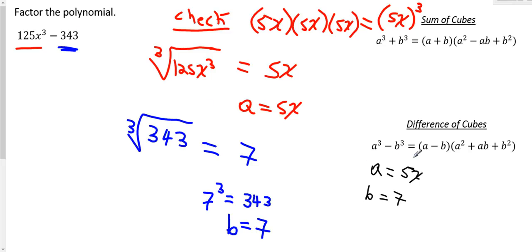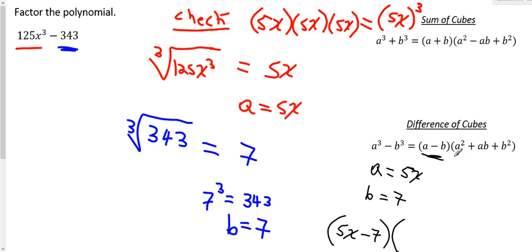So that means I can write it like the right-hand side. So I'll get one term that's a binomial, 5x minus 7, because A is 5x and B is 7. So 5x minus 7. That takes care of this factor. Now let's take a look at the trinomial factor over here.